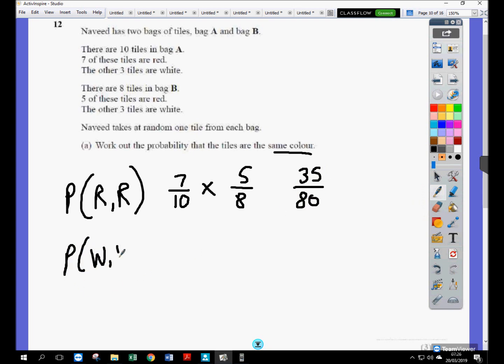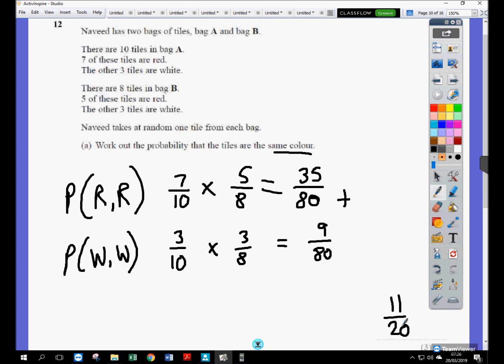Now you can also get white. So white is the 3/10 multiplied by 3/8. It's 3 out of 10 in the first bag and 3 out of 8 in the second bag. Multiply these together and you end up with 9/80. The 2 answers added together will give you the final answer, because there are 2 ways that you can get tiles of the same colour, either red or white. And "or" means add. So add them together, you end up with 44/80, or if you cancel it, 11/20.